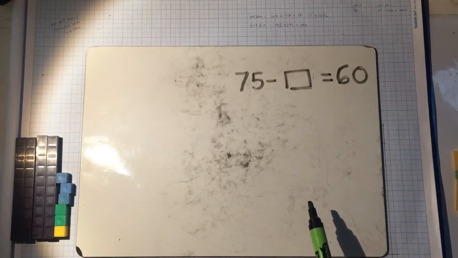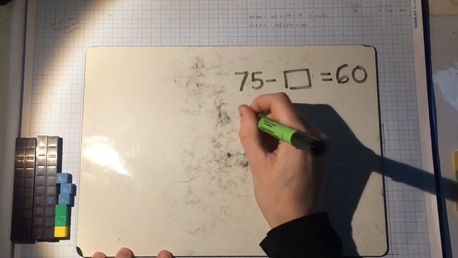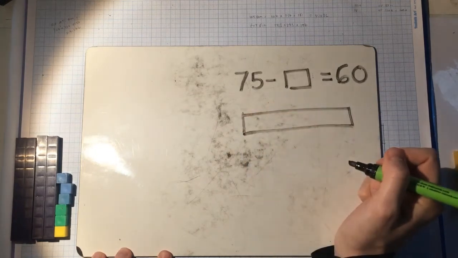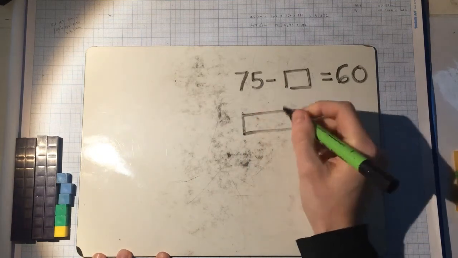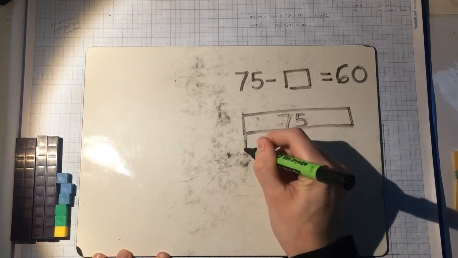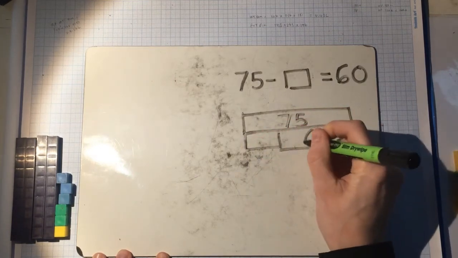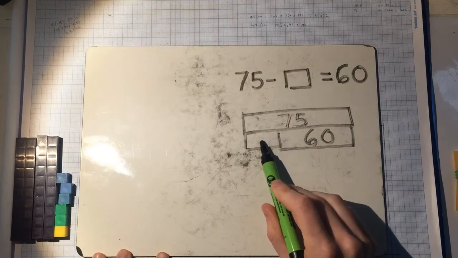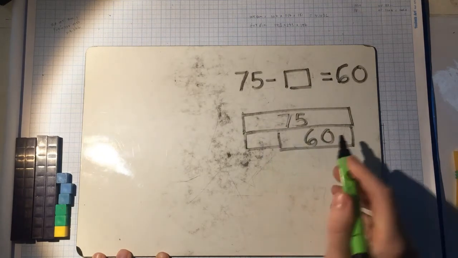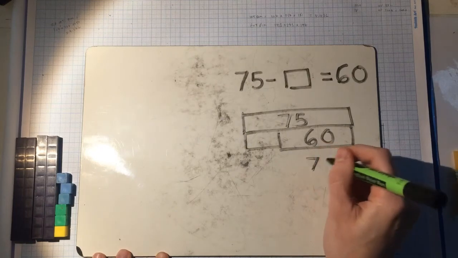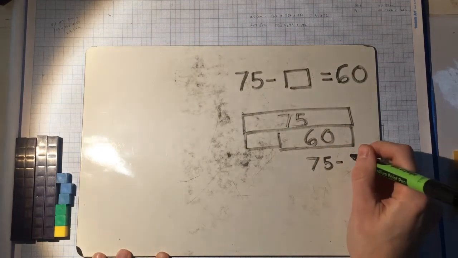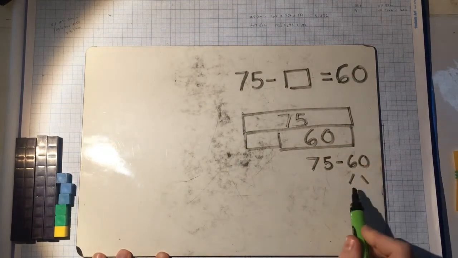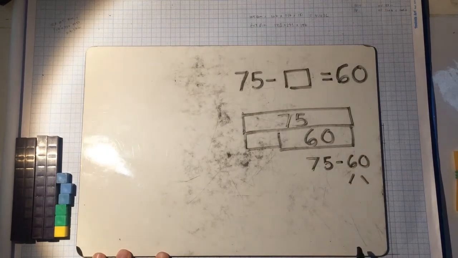So as before, you can get children to represent this, as we've discussed, in a bar model to help them. So they're going to know that 75 is the whole number. They're going to know that 60 is one part. So again, they're going to reason that in order to get this missing part, they're not going to add these two numbers, they're going to subtract them. So for example, 75 subtract 60, and then they would go through all the steps that I've shown you previously in order to find that answer.